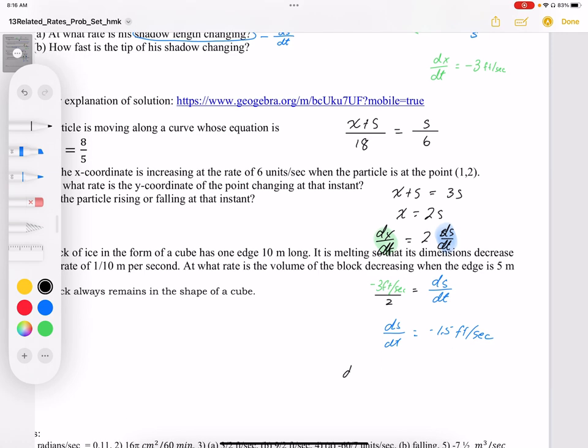So the rate of the tip of the shadow is just going to be the rate of x, so negative 3 feet per second, and we're going to add that to the rate of the shadow, so negative 1.5 feet per second. Okay, so the tip is going to be moving at negative 4.5 feet per second.